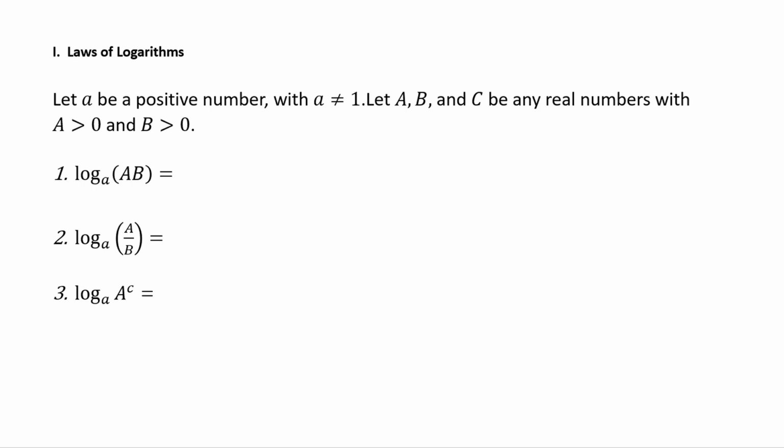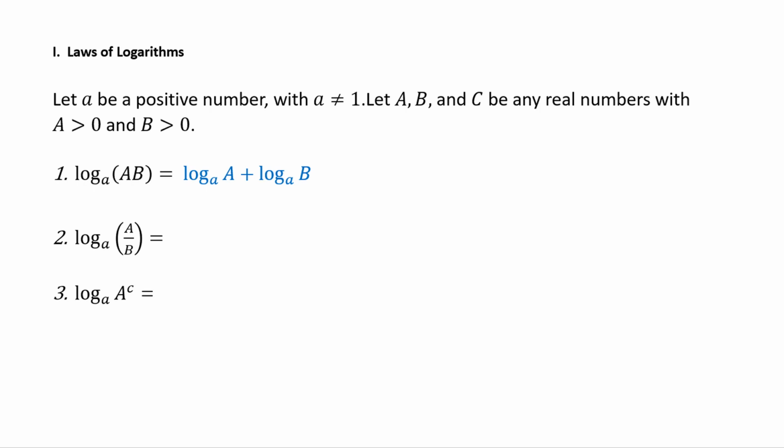Roman numeral 1. Laws of logarithms. Since logarithms are exponents, the laws of exponents give rise to the laws of logarithms. Let a be a positive number with a not equal to 1. Let capital A, capital B, and capital C be any real numbers with capital A greater than 0 and capital B greater than 0. 1. Log base a of AB is equal to log base a of A plus log base a of B. That is, the logarithm of a product of numbers is the sum of the logarithms of the numbers.